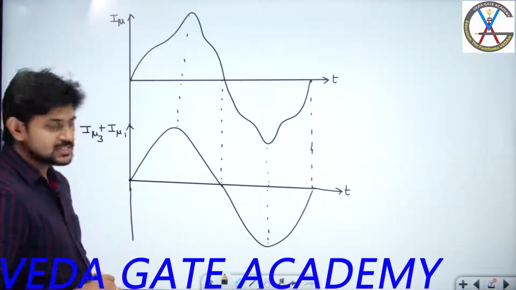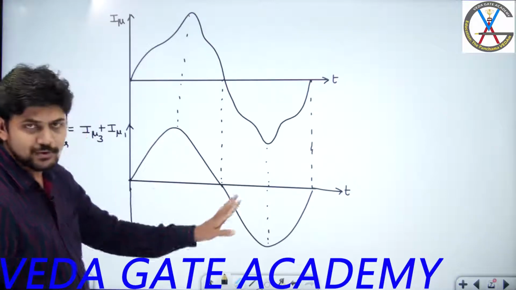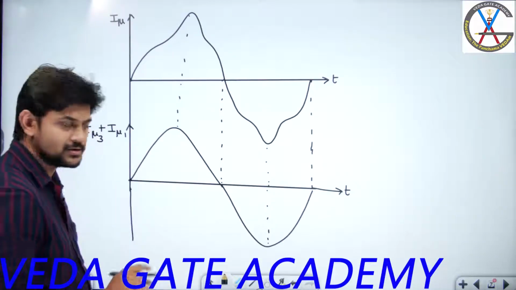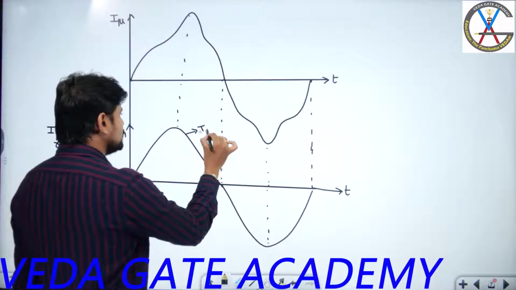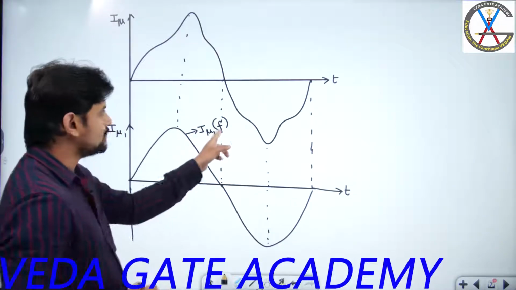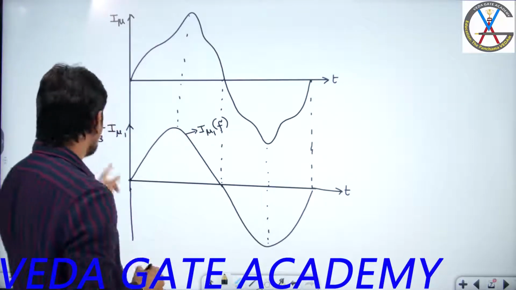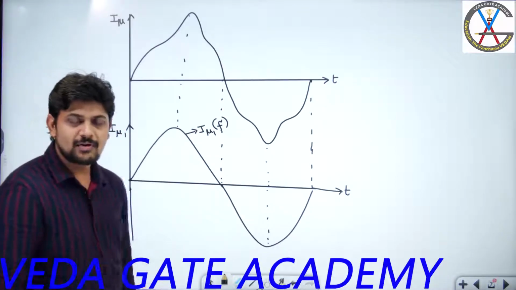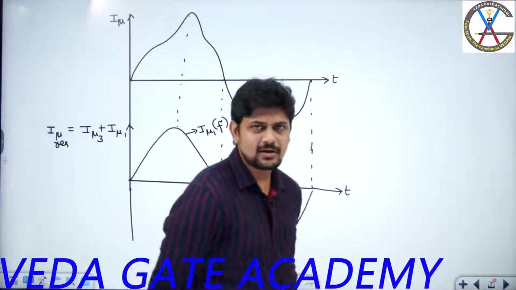Yeah. So this is my fundamental. Please bear with me, it is a pure sinusoidal. Accept that this is a pure sinusoidal. So I am saying this is I mu 1 at a frequency f. If the fundamental component of current is at a frequency f, my third harmonic component of current will have a frequency 3f. What is the meaning of that?